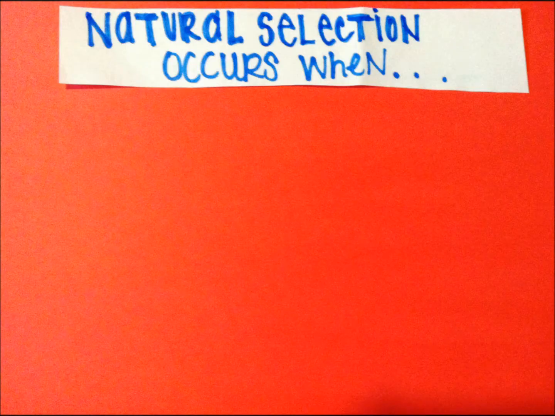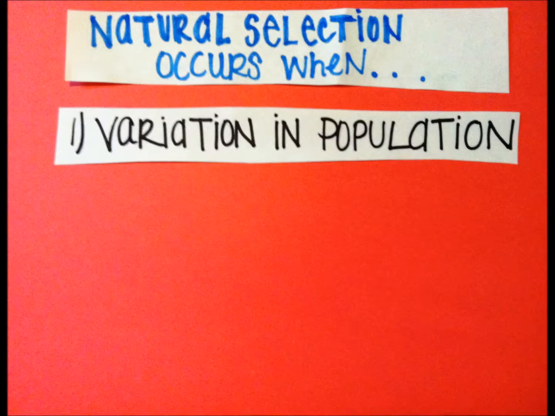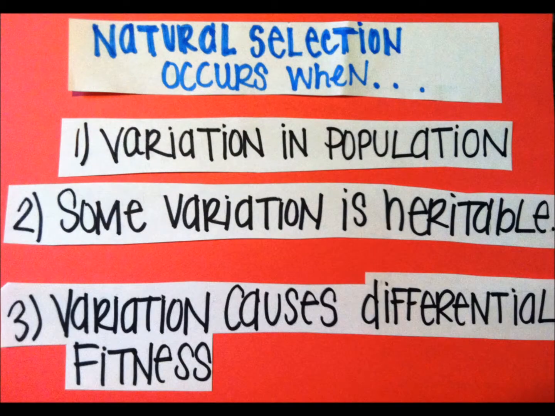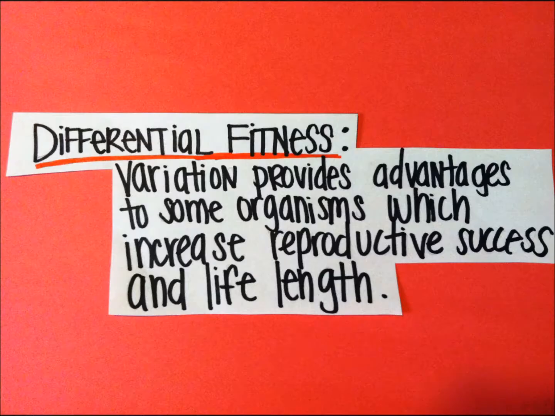Natural selection occurs in a population when there is variation in that population. Some of that variation can be inherited, and variation causes differential fitness within the population. Differential fitness means that variation provides advantages to some organisms which will live longer and have more babies.